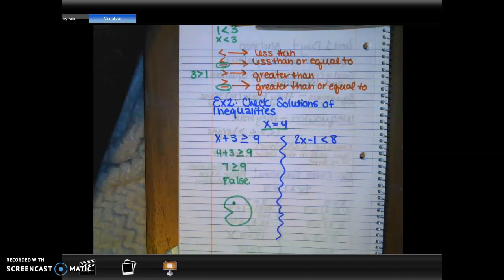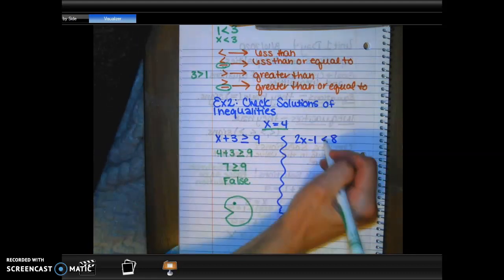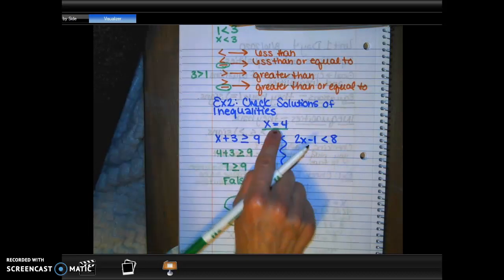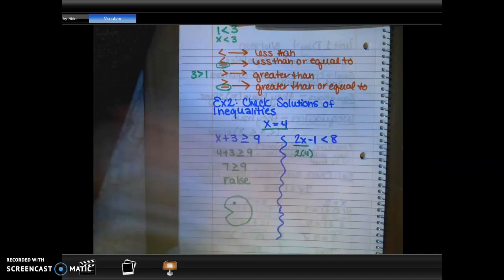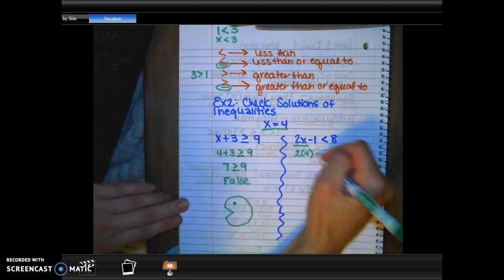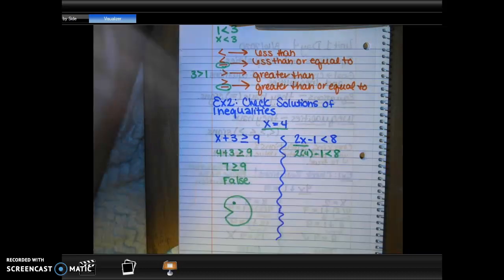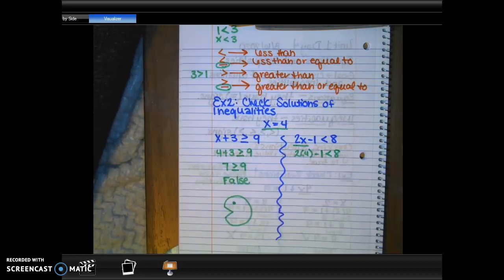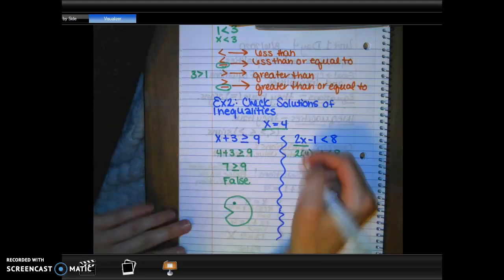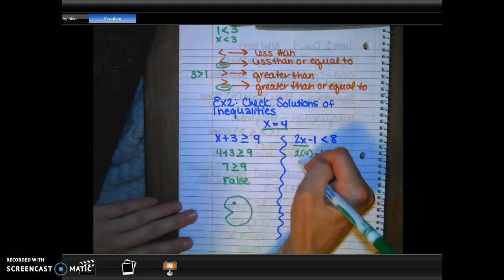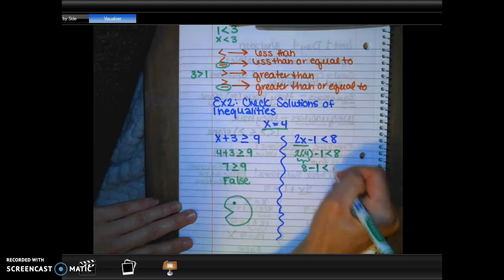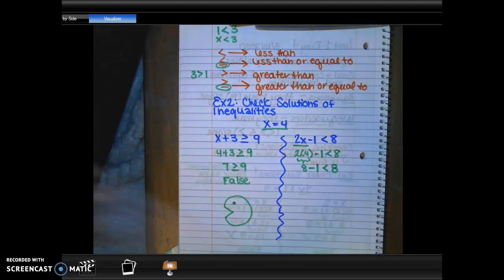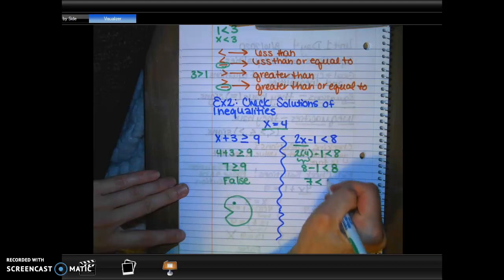So let's check this one over here. We have 2x minus 1 is less than 8. Remember, anywhere there's an x, our example says we're going to substitute in a 4. So this is actually 2 times 4, because when they're written right next to each other, that means multiplication is occurring. Minus 1 is less than 8. Let's use our PEMDAS to solve this. Multiplication goes first because we don't have any parentheses or exponents here. So we have 2 times 4, which is 8, minus 1 needs to be less than 8. 8 minus 1 is 7. So 7 is less than 8.